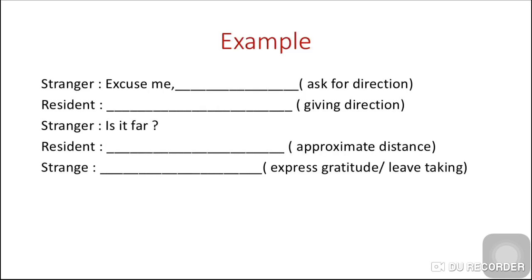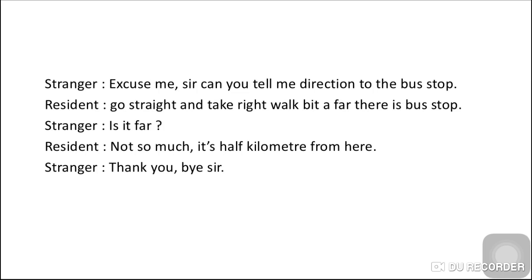The stranger is asking the way to the bus stop, and the resident person tells him to go straight and take a right, walk a bit afar, and there is the bus stop. The stranger wants a bus stop, he is searching for the way, and the resident says go straight and take a right turn and walk a bit. You can walk a bit afar and there is a bus stop. The stranger asked the way to the bus stop, and the resident is saying that if you walk a bit you will get the bus stop.